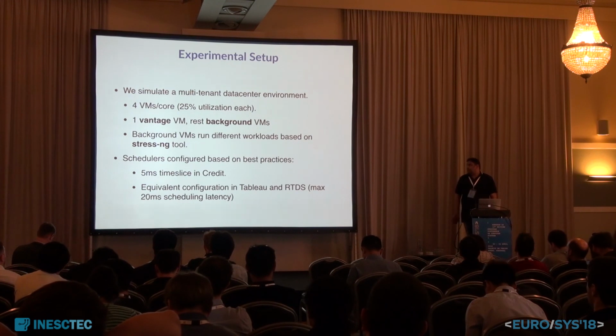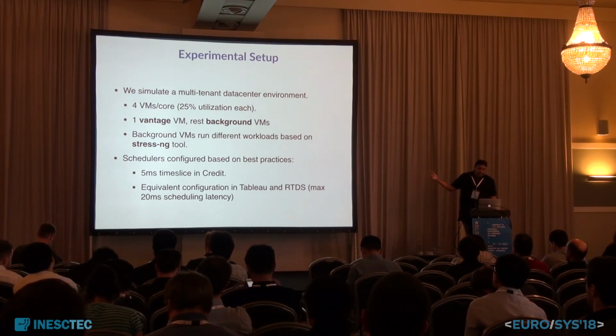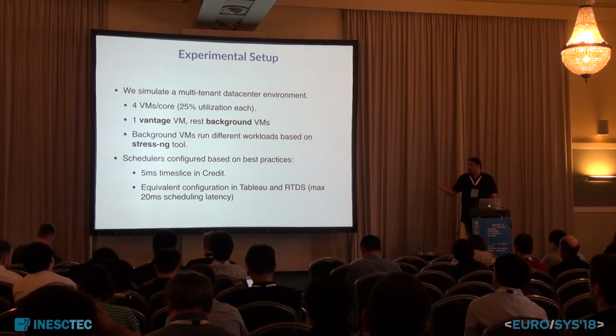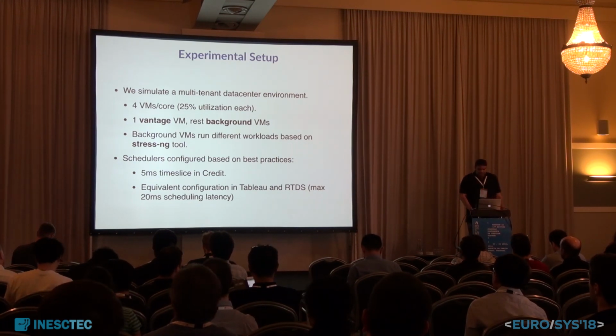And for the most part, schedulers were configured with their default configurations, except when there were well-known best practices. So in the case of Credit, we use a 5 millisecond time slice instead of the default 30 millisecond one, which is known to perform poorly for I/O workloads. And then we come up with an equivalent configuration for the other 2 schedulers.